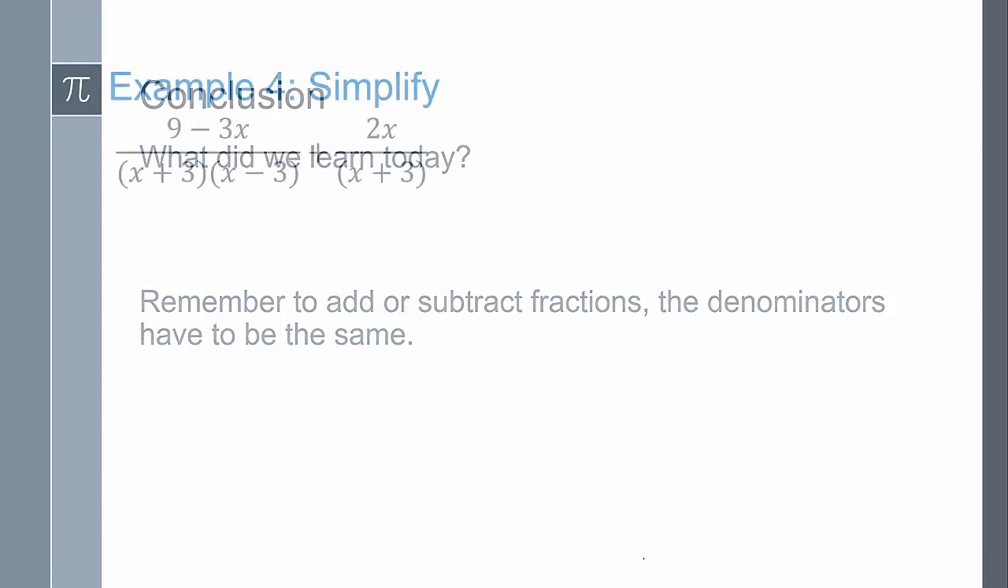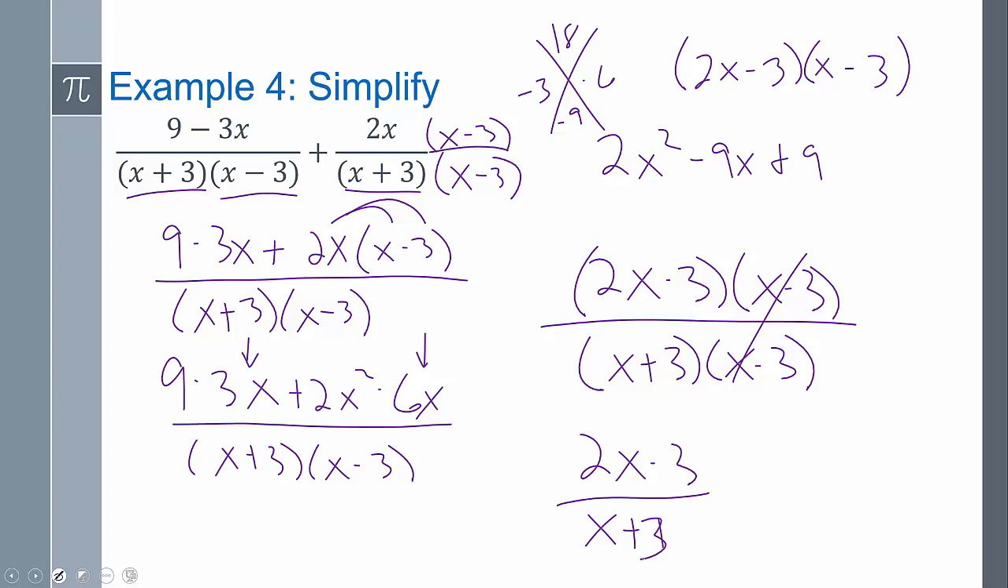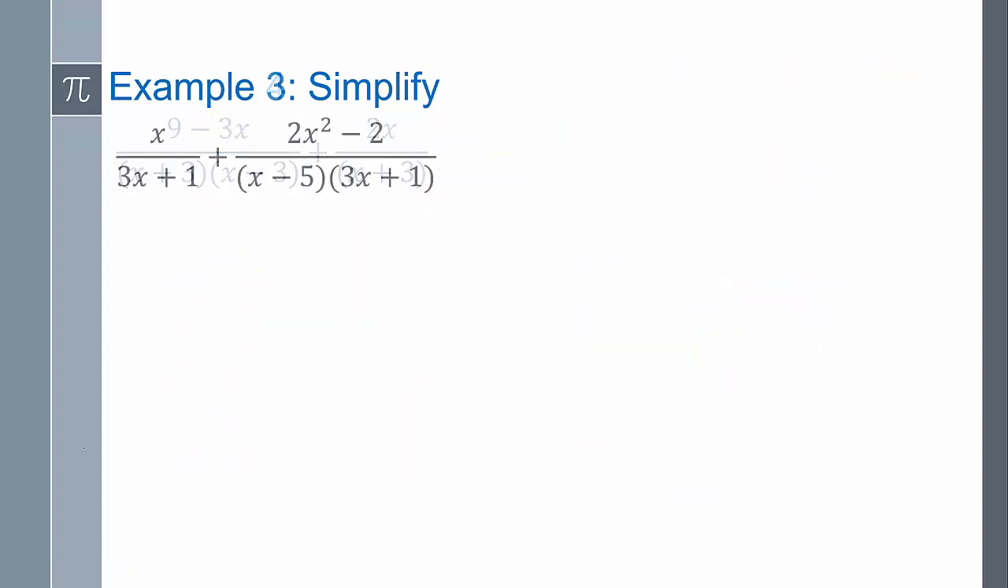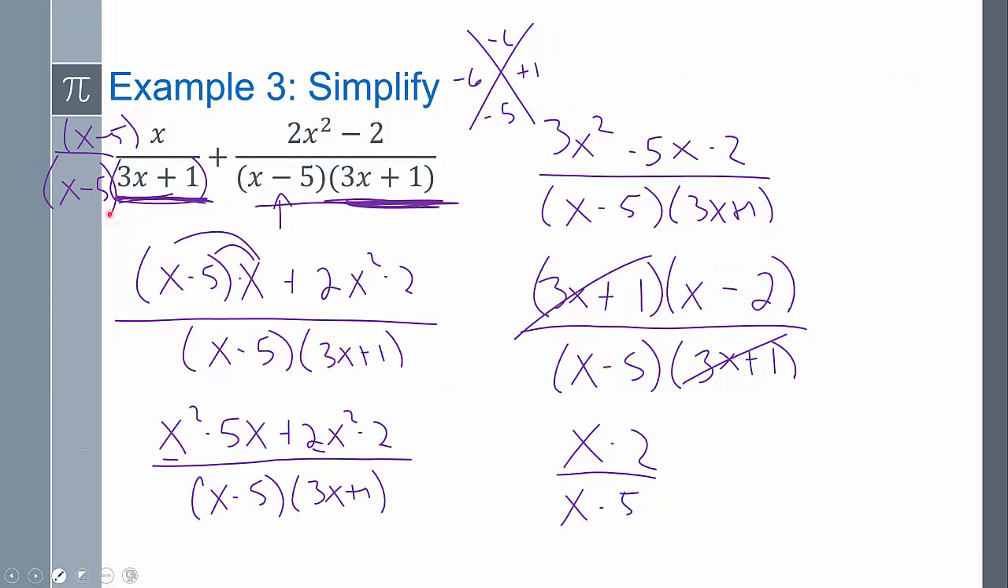So just quickly going back, notice here, x plus 3, x minus 3, x plus 3, x minus 3. And here, x minus 5, x plus 3, x minus 5, and x plus 3. They have to have the same factors. And once they have the same factors, we know that the denominators are the same. This does conclude our lesson.